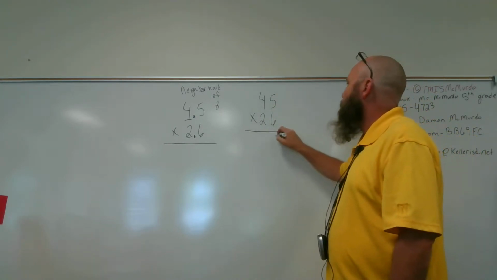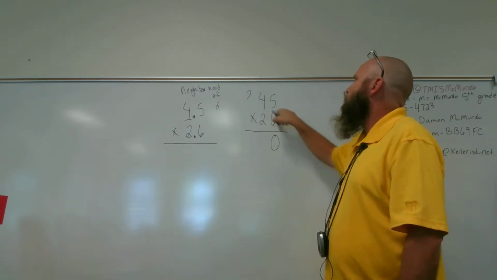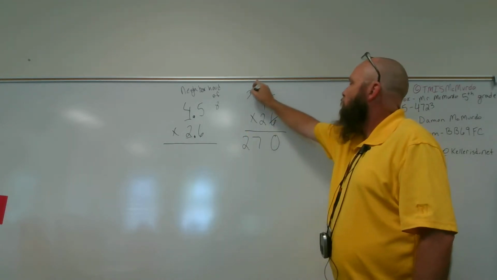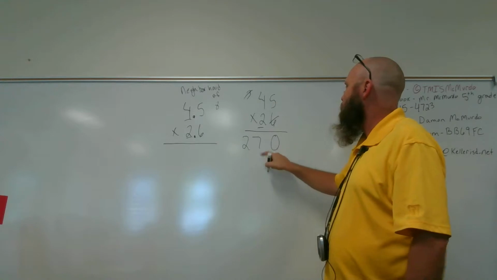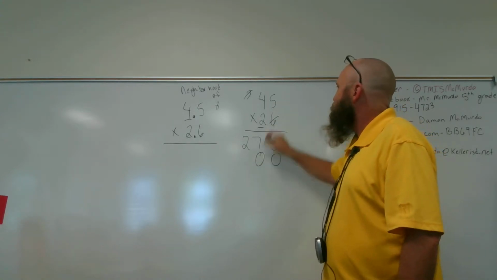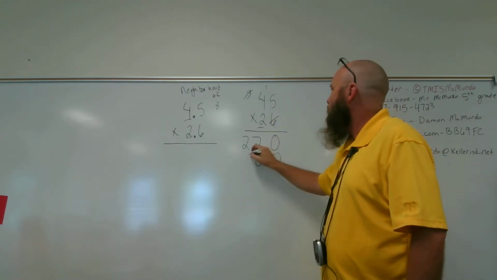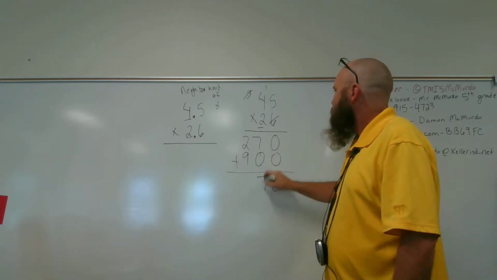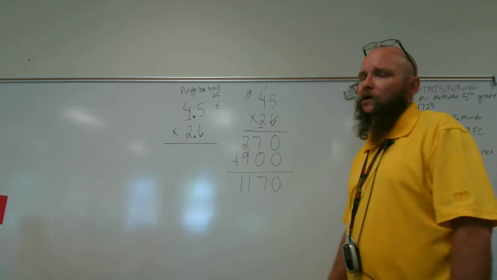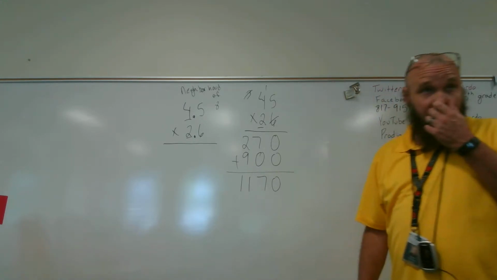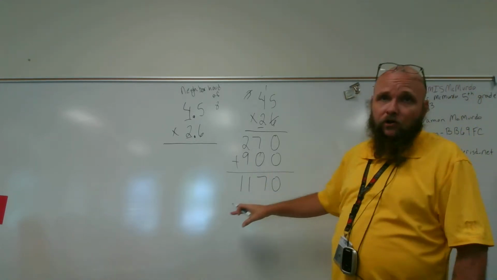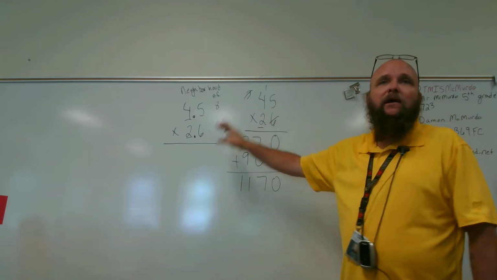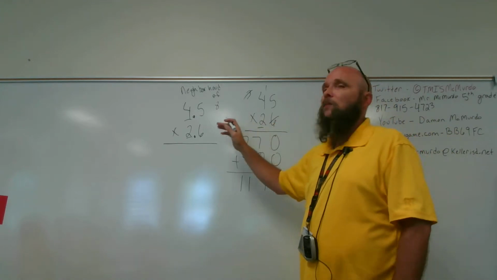6 times 5 is 30. Put 0, carry 3. 6 times 4 is 24, plus 3 is 27. I'm multiplying now by the tens place, so I must start in the tens place. 2 times 5 is 10. Put a 0. Carry the 1. 2 times 4 is 8, plus 1 is 9. 0, 7, 1,170.